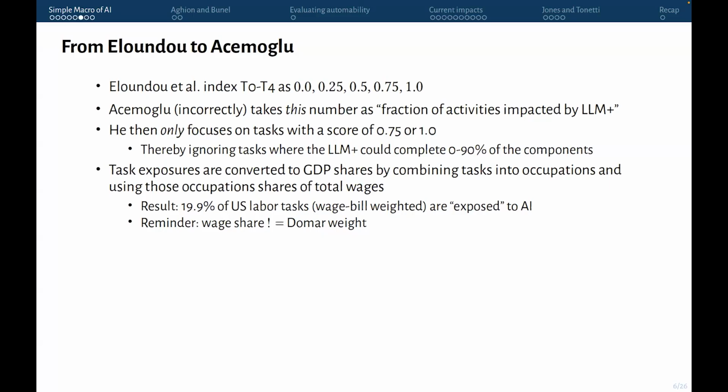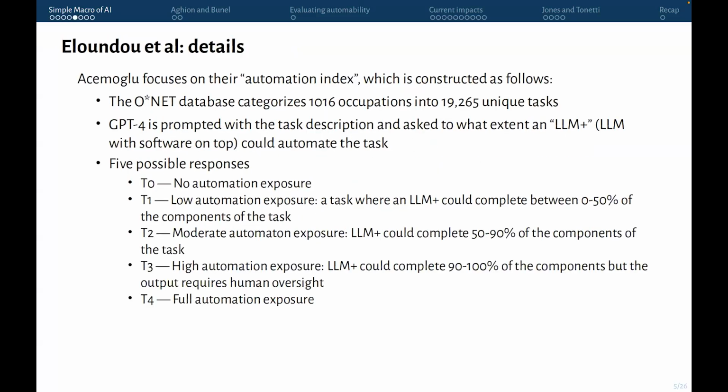Is this specific LLM that was in the prompt GPT-4, so asking specifically what could GPT-4 do? No. So you're asking what could an LLM plus do, which is something like current LLMs at the time of GPT-4 with wrapper technology on top.